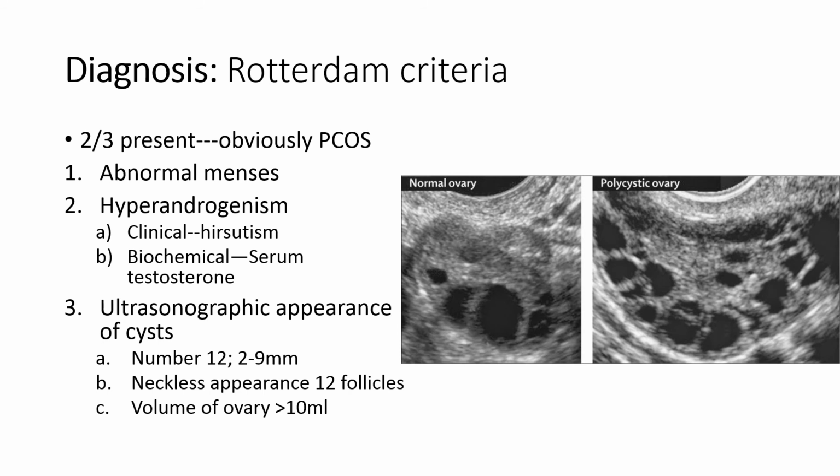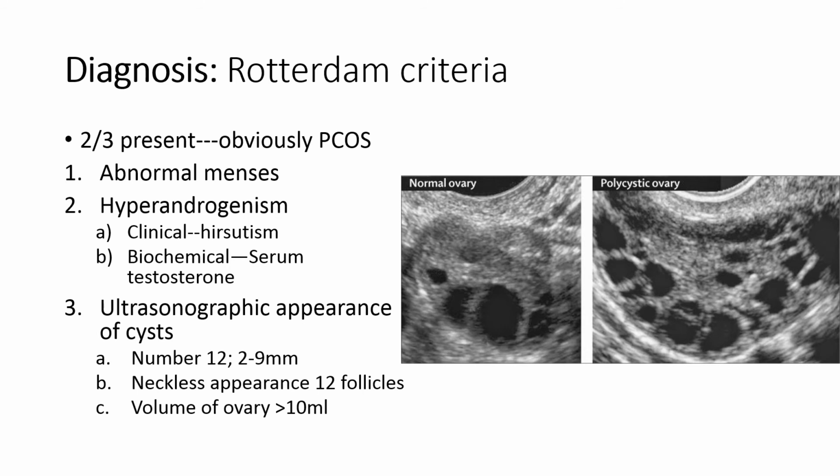Diagnosis of PCOS is done by using the Rotterdam criteria. There are three criteria, and if two of the three are present, then we say PCOS would also be present. These include abnormal menses. If a woman has amenorrhea, that is absence of menses, or oligomenorrhea, that is less frequency of menses than normal, we can say delayed menses.